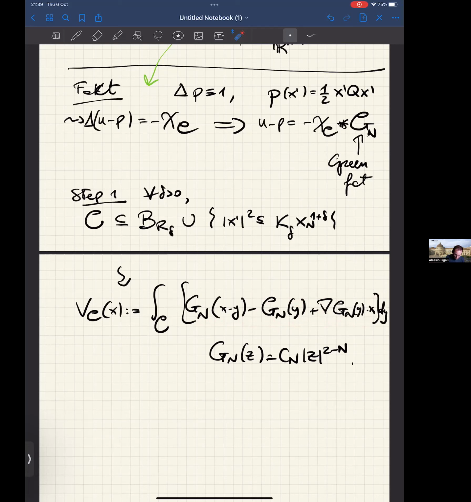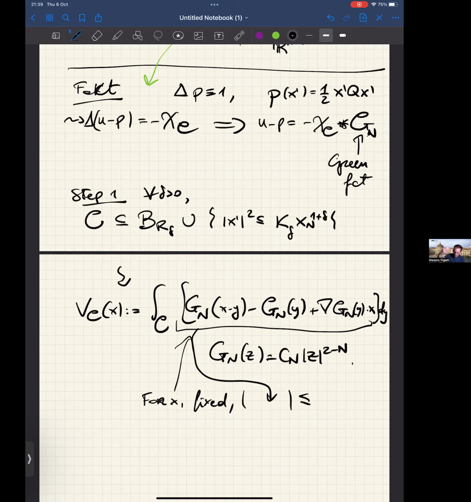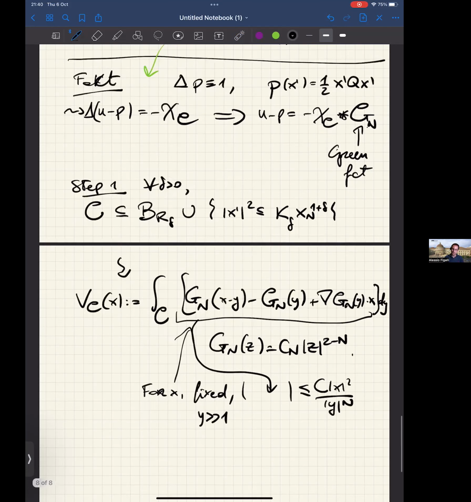In this way, you see that for x fixed, all this expression here is bounded by what? By the Hessian of the Green function times x squared. So this is going to be bounded by x squared times a constant over y to the n, for y large. So at infinity, for y large, this decays faster because I removed two terms. And now with these extra two powers, this integral will converge. So this makes sense. I can define this function now.